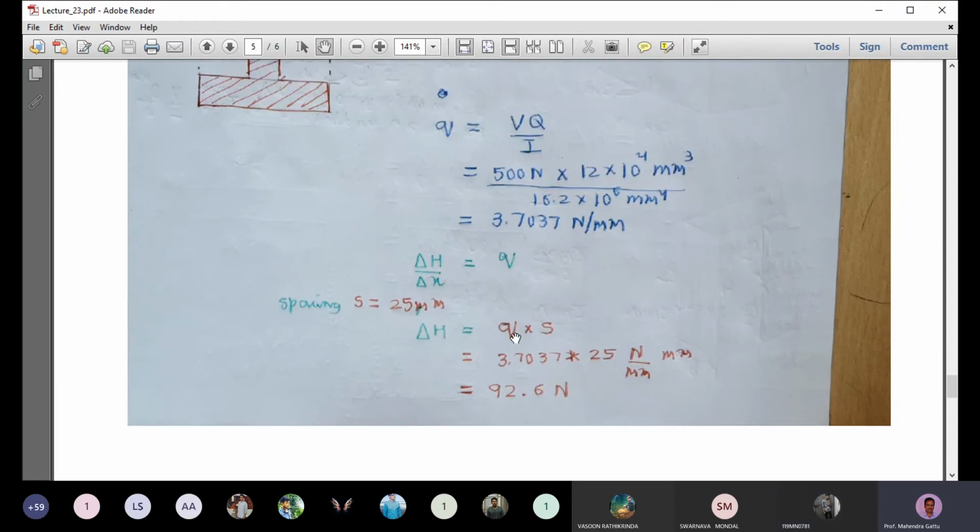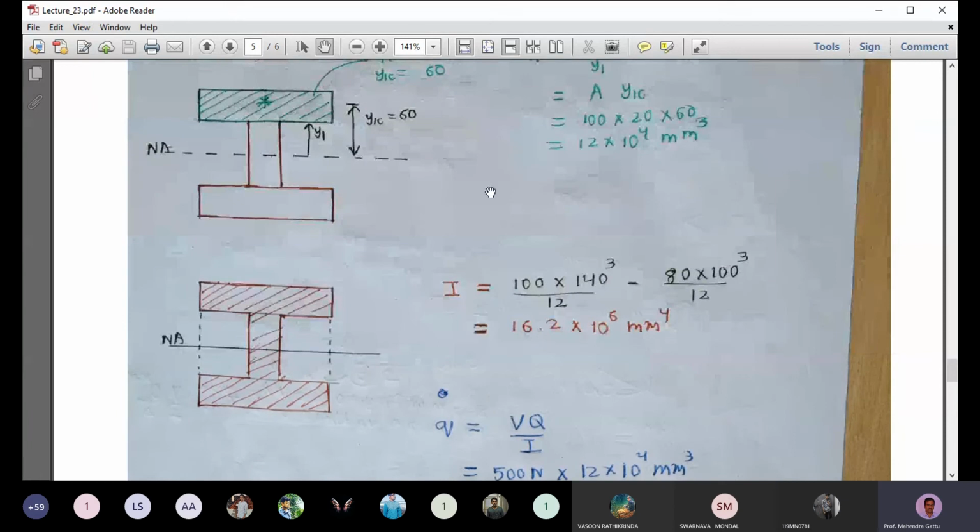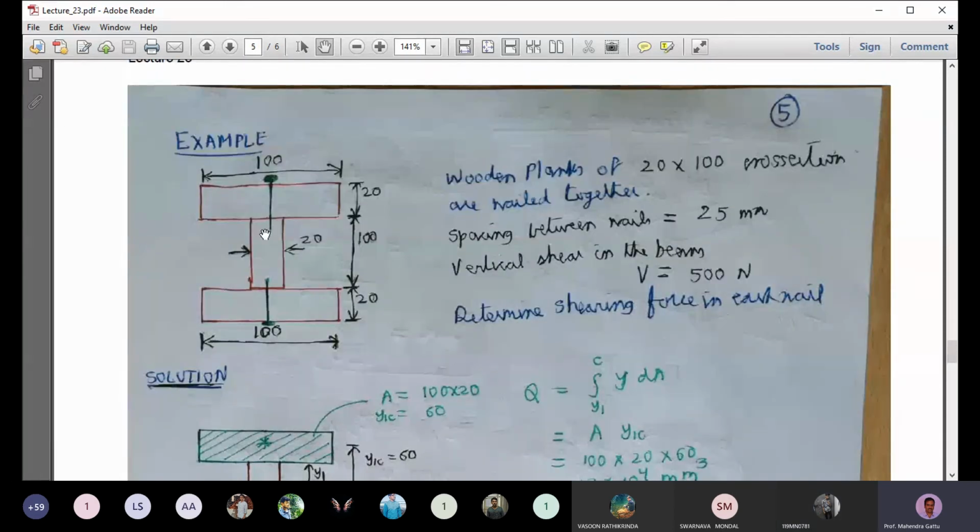So we'll get delta H as 3.7037 into 25. So we get 92.6 Newton. That is the horizontal shear force which is being resisted by this nail, because it is connecting this plank with that plank at that location. So at that location it is resisting a force of 92.6 Newton.